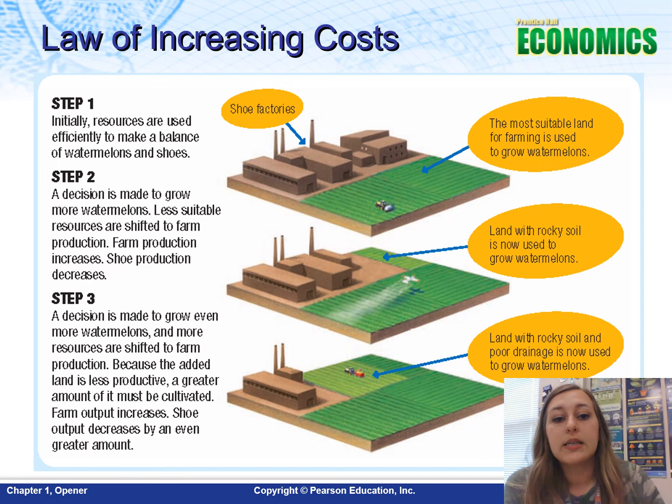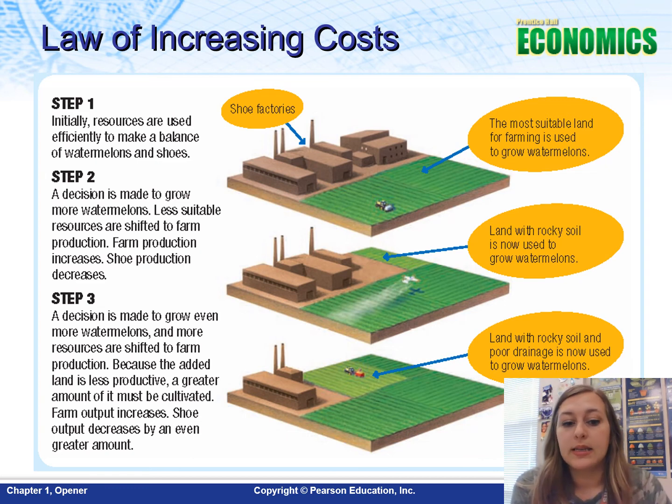So in step 2, a decision is made to grow more watermelons. And so we're going to shift more of our land and our resources to growing watermelons. However, we're now growing watermelons on land with rocky soil. And so our efficiency is going to go down because we're not just using that fertile farmland. And then in step 3, the decision is made to grow even more watermelons and shift more resources to farm production.